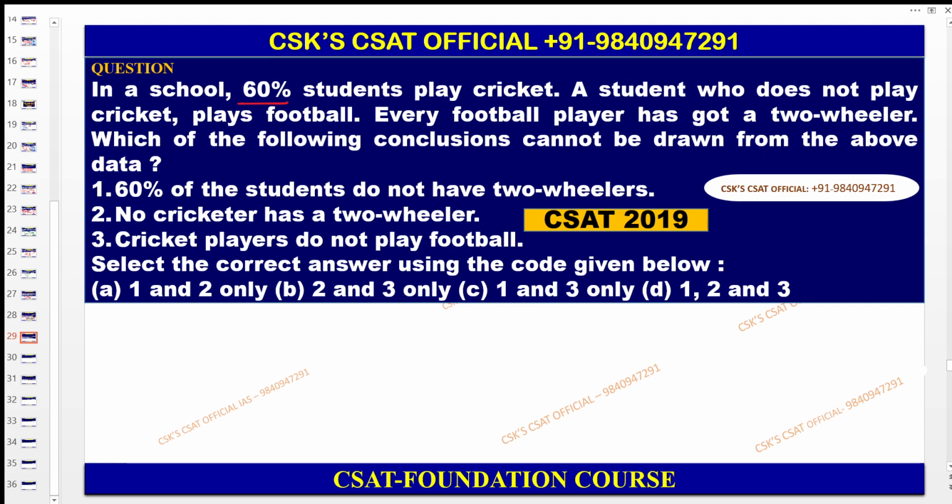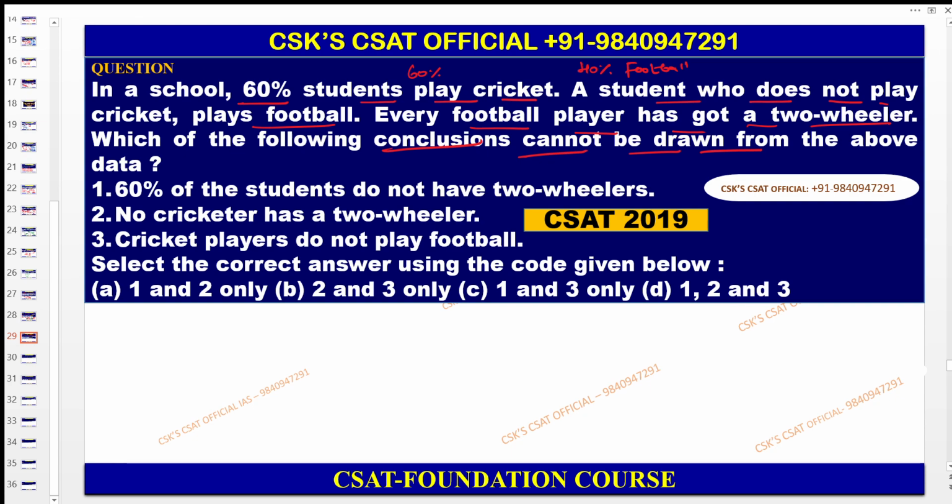In a school, 60% of students play cricket. The students who do not play cricket play football. Any other game is not there, let us take it here. Every football player has a two-wheeler. Okay, now only 2 games are there. So therefore 60% cricket means the rest, 40%, plays football. That's it. This is the first data you need to take. Now go with the statement. If any calculation is required, then we can. The question here is, which of the following conclusions cannot be drawn from the above?